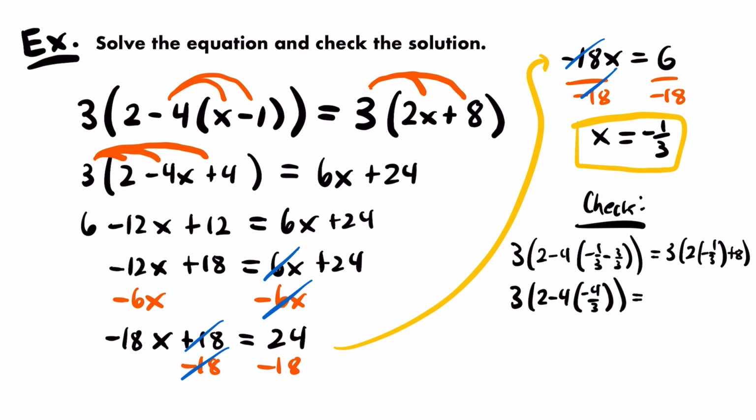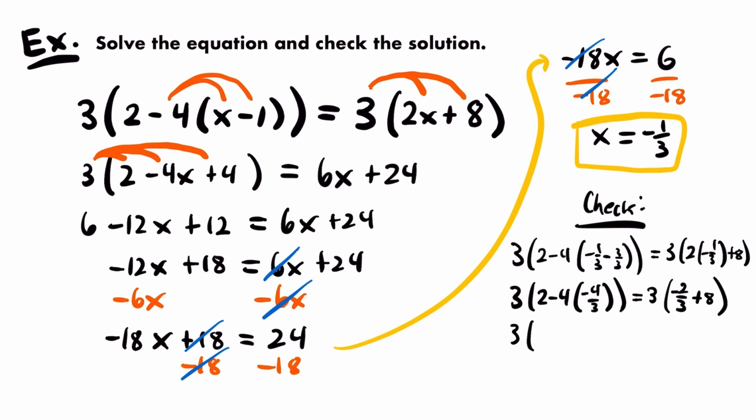And then that would be equal to 3 times 2 times negative 1/3. 2 times negative 1 is negative 2. So we have negative 2/3 plus 8. And then simplifying further, negative 4 times negative 4/3, you can multiply negative 4 by the numerator, which would be positive 16, right? Negative 4 times negative 4 is positive 16.